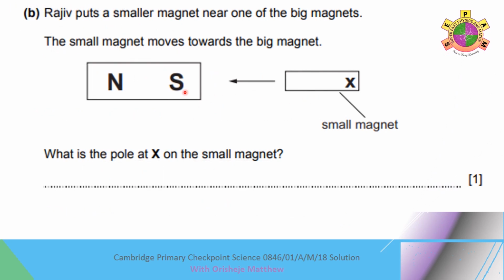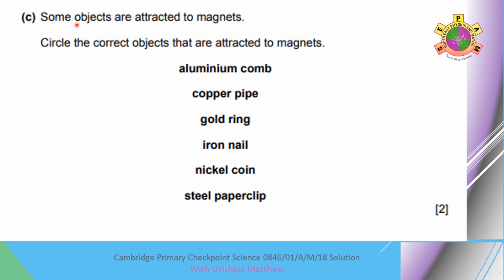In this case, what is the X on the other magnet? If this magnet is attracted to the south, that means here is north pole and here S is going to be south pole. So south pole. Some objects are attracted to magnets. Circle the correct objects that are attracted to a magnet. So you have iron, you have nickel, you have steel.